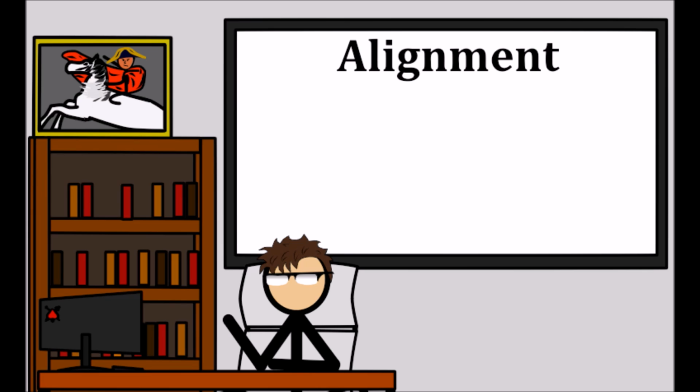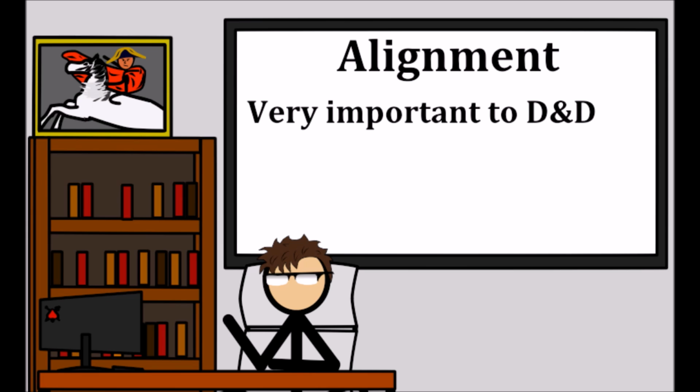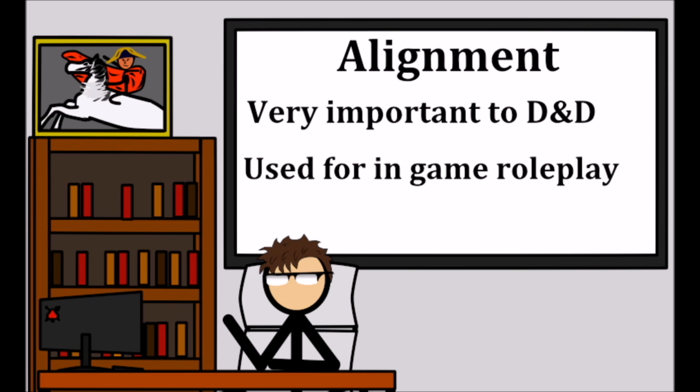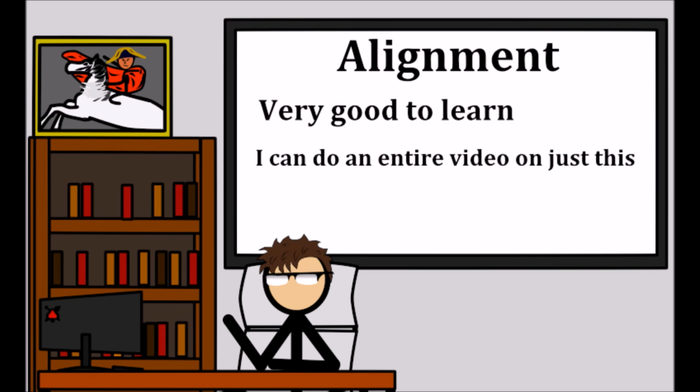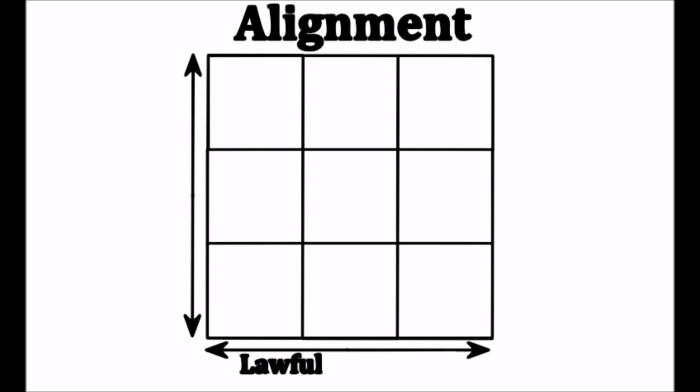Next, let's look at alignment. This is a fundamental part of D&D and is very, very important to character choices made in the game. And if I want you to have one takeaway from this video, it's learn about character alignment and use it in your writing. If you guys want, I can dedicate an entire video to just this topic, but in a brief summary, it's this. You have lawful versus chaotic and good versus evil.